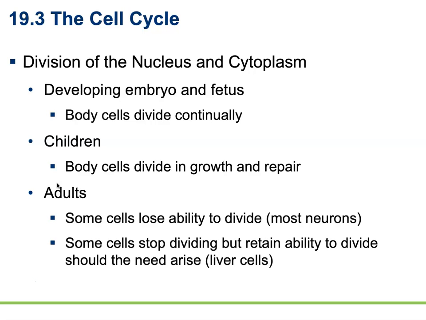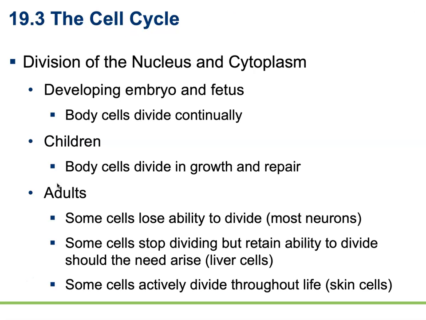Some cells are going to stop dividing, but they do retain the ability to divide should the need arise. So for example, your liver cells. Your liver does not just keep growing. If your liver kept growing and never stopped growing, by adulthood you would be mostly liver. Not the case. Your liver does stop growing at a certain point and only continues to grow if needed. So if you were to lose a part of your liver, if you were to donate a part of your liver, your body could regenerate that liver.